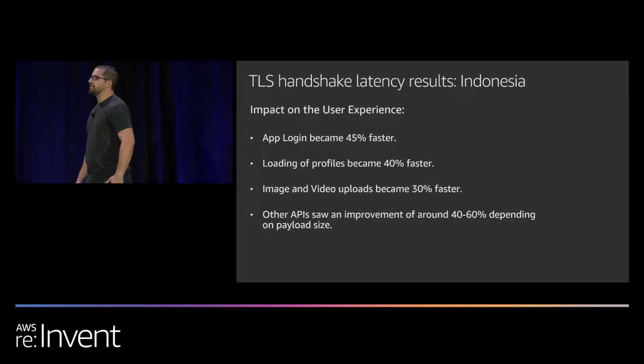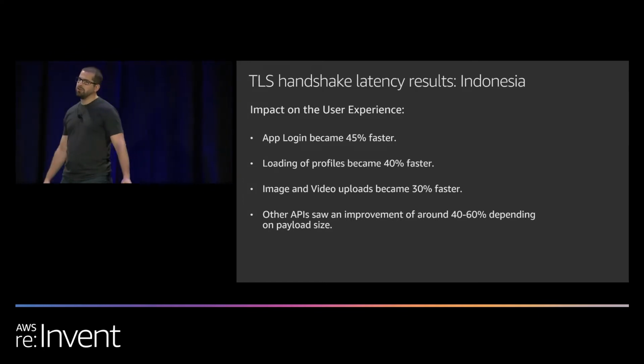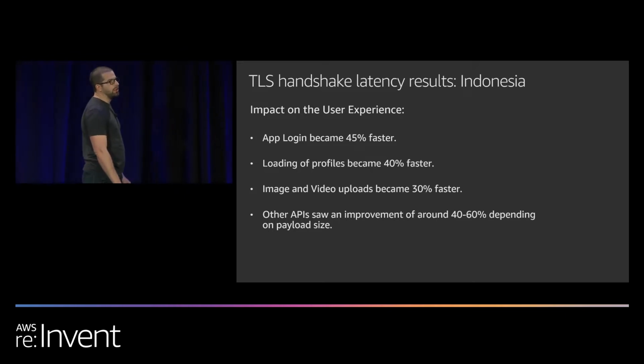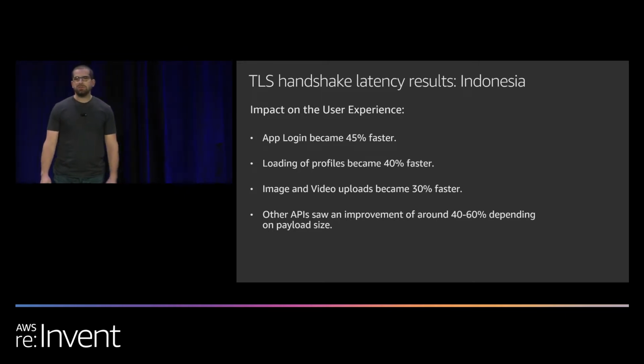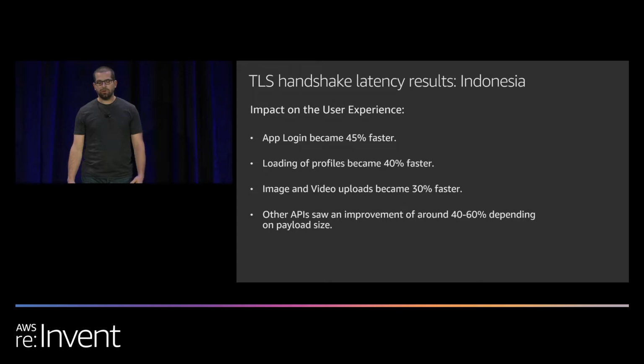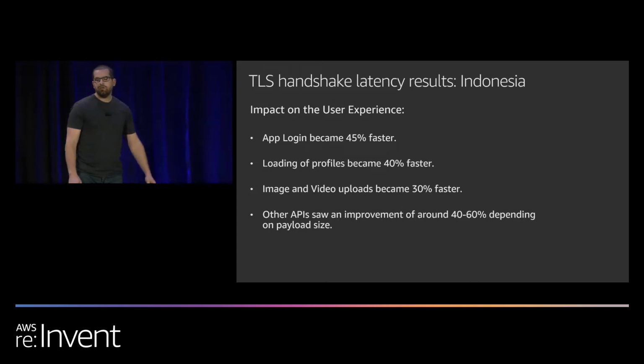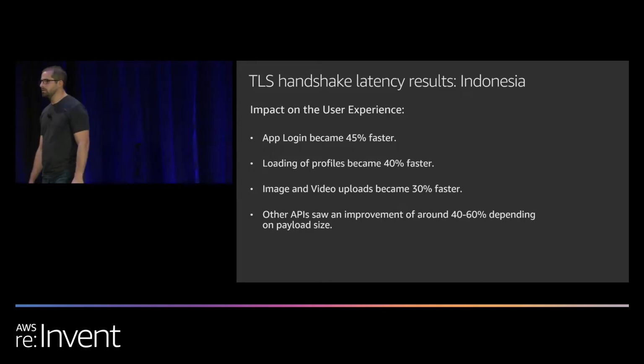And that obviously makes the cloud infrastructure and Tinder engineering feel really good, but what does it mean for the customers? It actually means that app login, loading of profiles, image and video uploads are all 30 to 45% faster, and other APIs saw a performance improvement of 40 to 60% depending on the payload size.